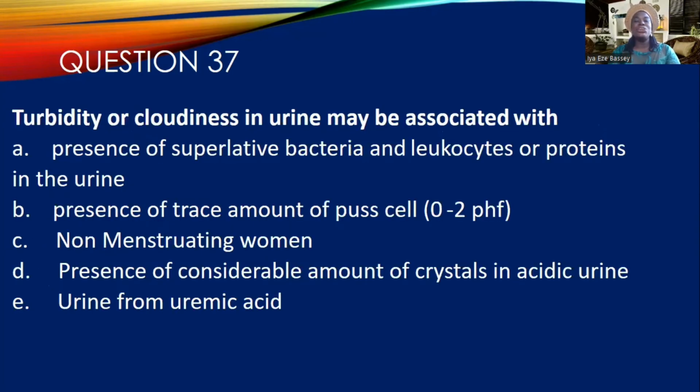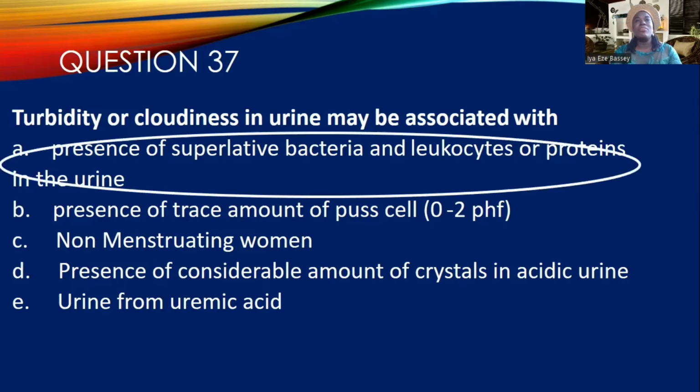Turbidity or cloudiness in urine may be associated with A, the presence of bacteria and leukocytes or proteins in the urine. B, presence of trace amount of pus cells. C, in non-menstruating women. D, presence of considerable amount of crystals in acidic urine. E, urine from uremic acid. No. So your answer will be A. Usually if you have a lot of bacteria in urine and leukocytes or protein, you will have a cloudy urine.